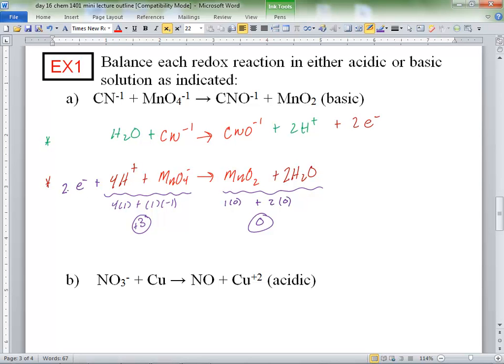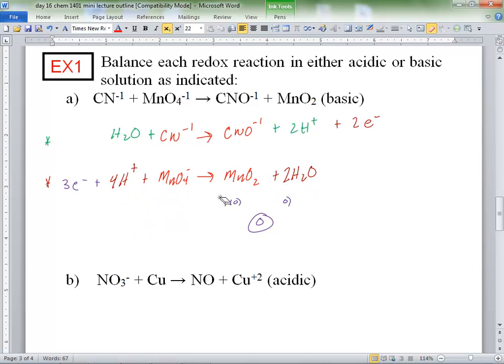This side's still 0. Or just look at those numbers that we circled. You have 3. You want to get to 0. Just add 3, right? It's easier to look at the circled numbers. Add 3 electrons, because a negative 3 and a positive 3 will give me 0. Okay. So that side is done.